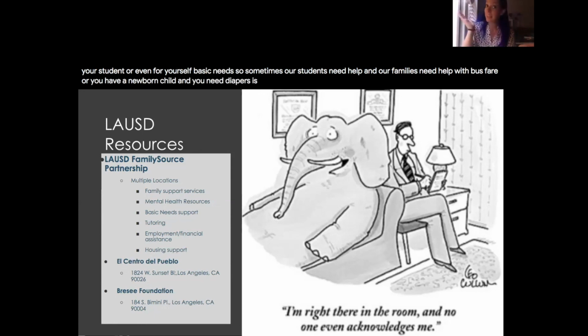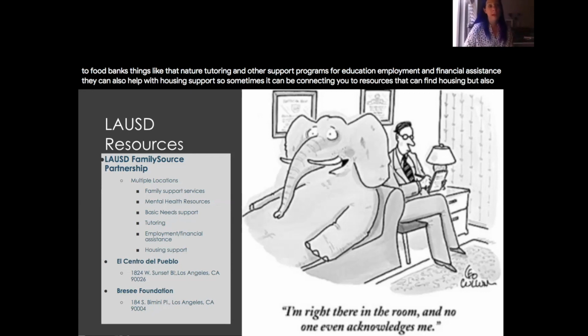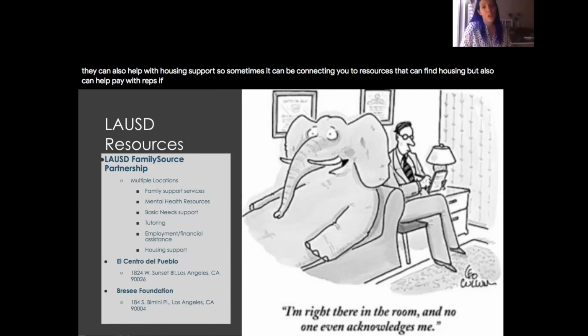Miss Killian can help with that, but so can they. And then getting you connected to food banks, things of that nature. Tutoring and other support programs for education, employment and financial assistance. They can also help with housing support. So sometimes it can be connecting you to resources that can find housing, but also can help pay with rent if something is going on at that time. So they have tons of services.